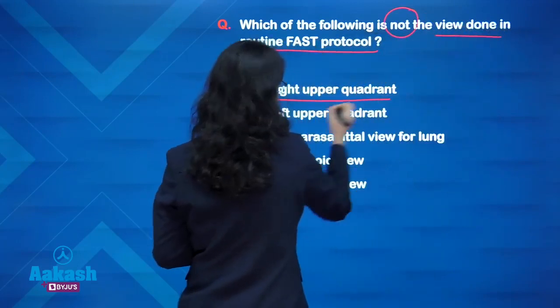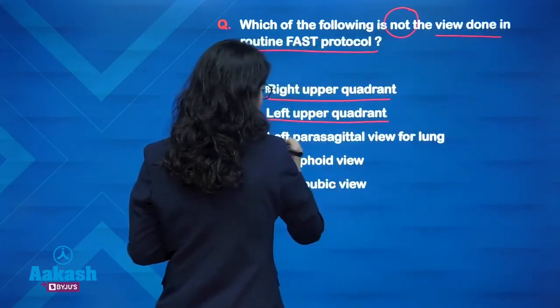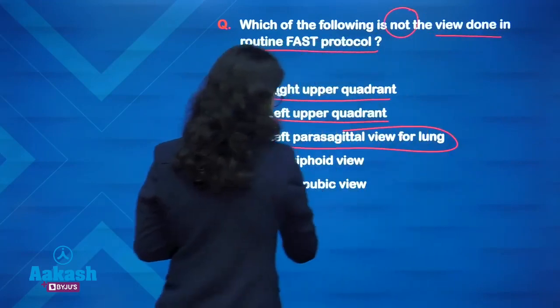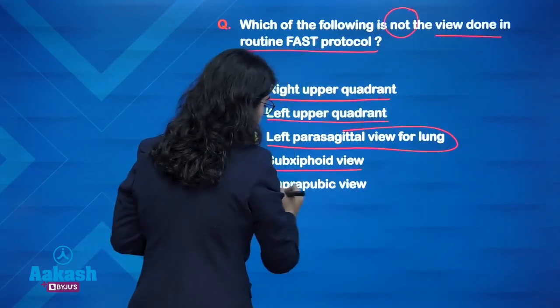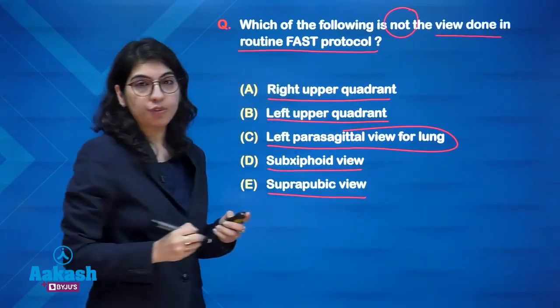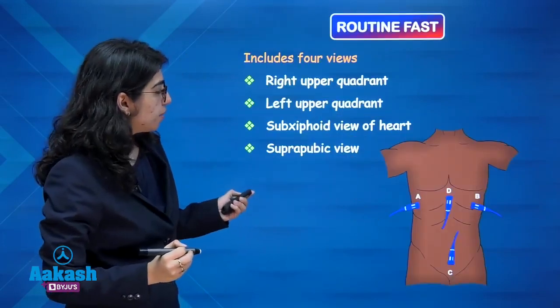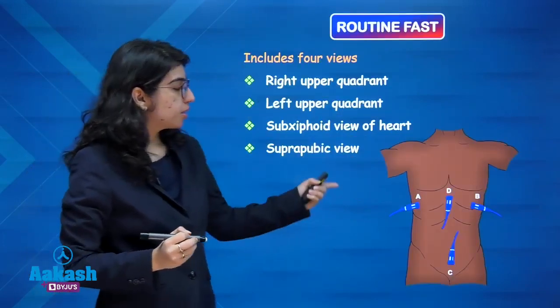Not the views they're asking, okay? Right upper quadrant, left upper quadrant, left parasagittal view for the lung, subxiphoid view, suprapubic view. Okay, I'll give you an image and then you will understand. These are the routine FAST views.